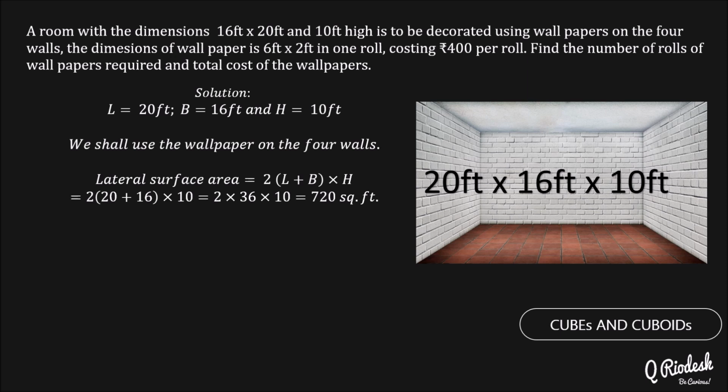Now the area of each roll of wallpaper: our dimensions are 6 feet and 2 feet. Length is 6, breadth is 2. So we get 12 square feet.